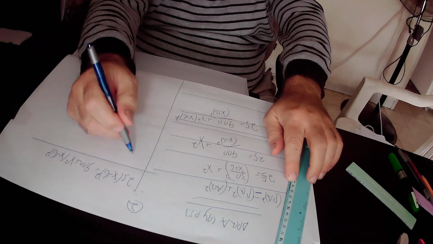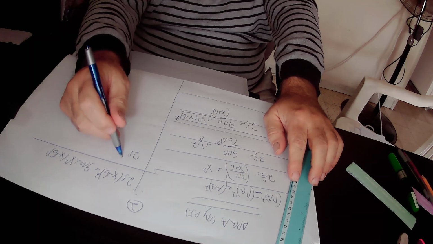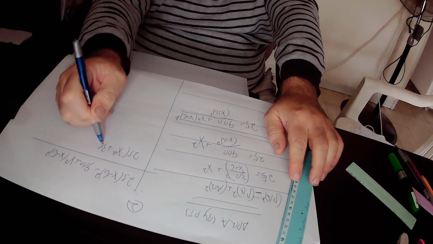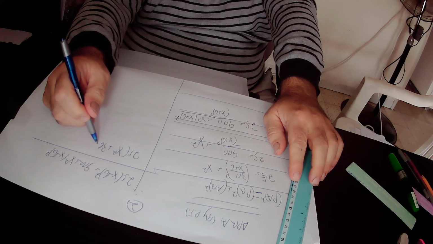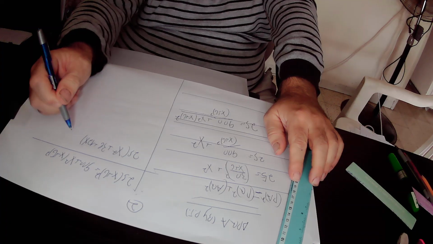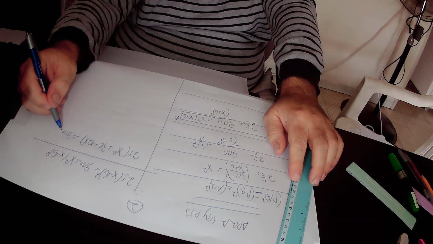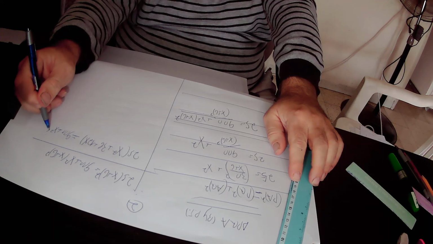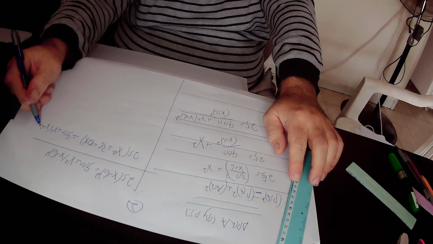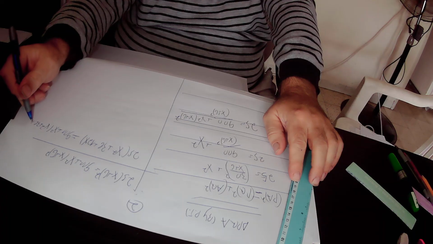So here 25 times (x plus 6) squared. (x plus 6) squared equals x squared plus 6 squared, that is 36, plus 2 times x times 6, that is 12x. And it equals 900 plus x squared, and we have (x plus 6) squared equals x squared plus 6 squared, that is 36, plus 2 times x times 6, that is plus 12x.